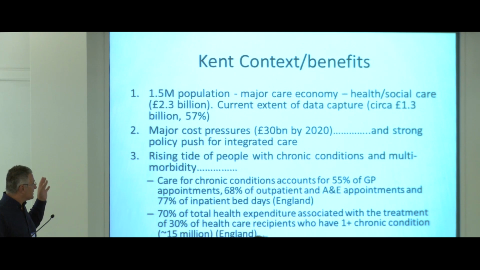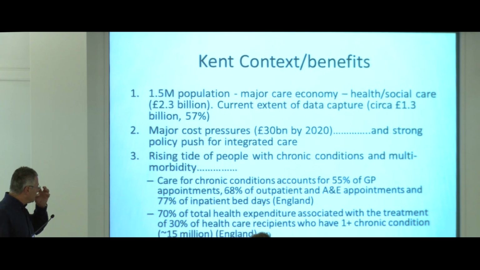In addition to that, and something that we're very focused on in public health terms, is the rising tide of people with chronic conditions and multiple morbidities. So these are people who are typically post their 40s, have a mild form of, let's say, hypertension, but also may have diabetes, perhaps a little bit of dementia. They're multimorbid, and they generate a lot of cost in the system.